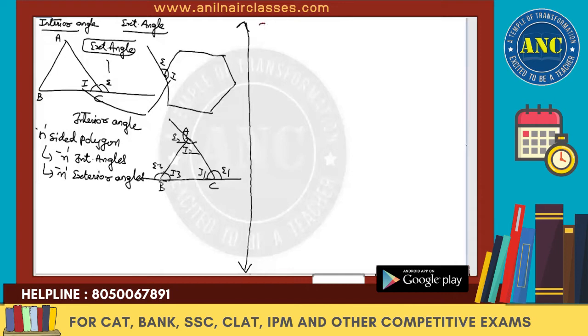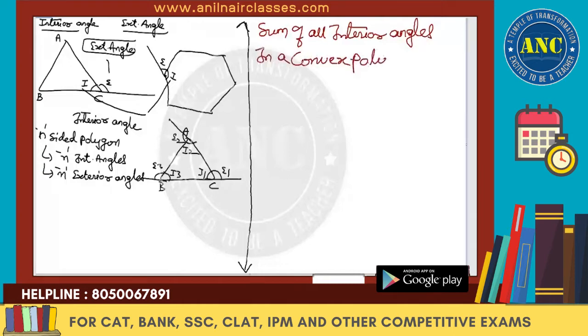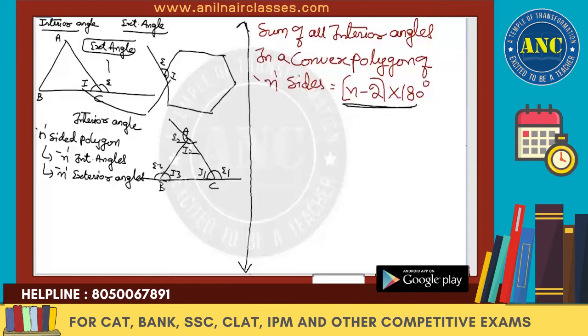Now see here. The sum of all interior angles in a convex polygon of n sides is given by (n minus 2) times 180 degrees. The sum of all exterior angles in a convex polygon of n sides is given by 360 degrees.